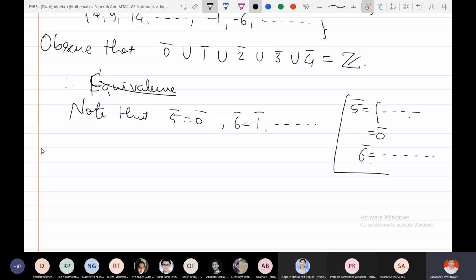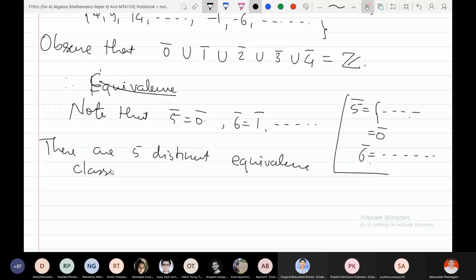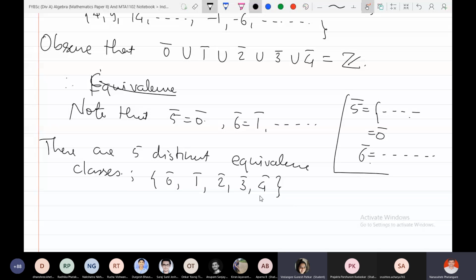Anyway, there are 5 distinct equivalence classes, and which are these? 0 bar, 1 bar, 2 bar, 3 bar, 4 bar. Because class of 5 is the same as 0, so 5 is already present in the class of 0. Now you choose any integer, it is in one of them.